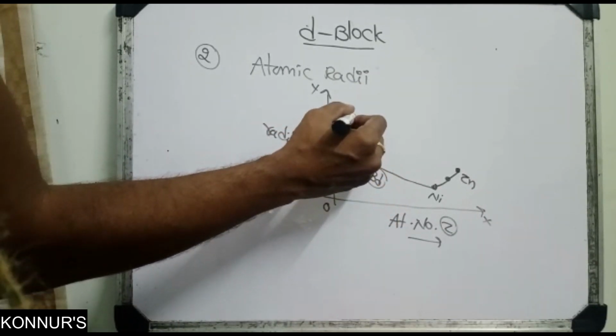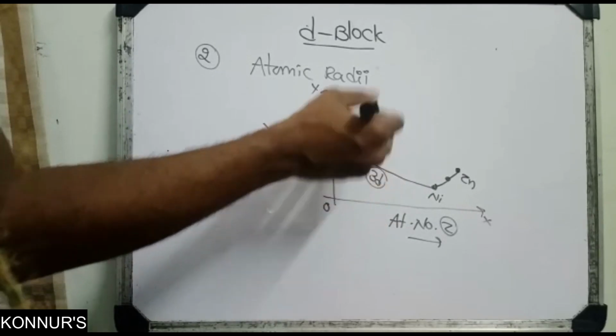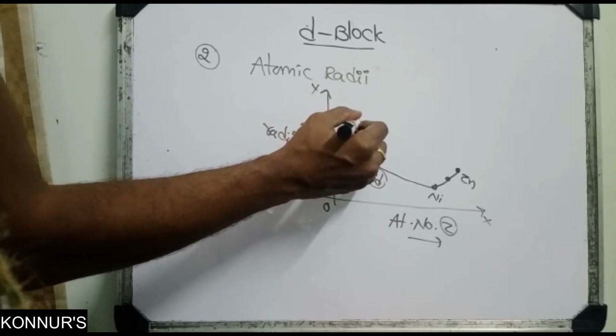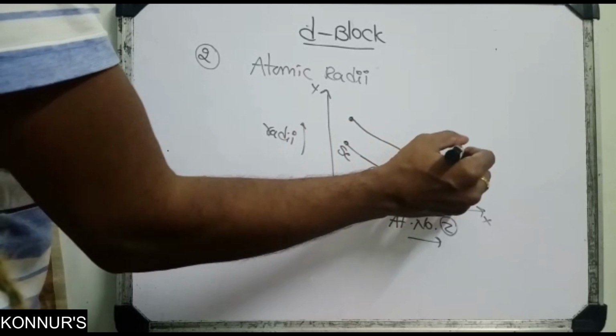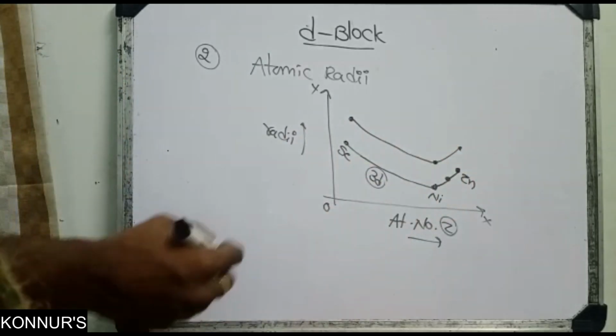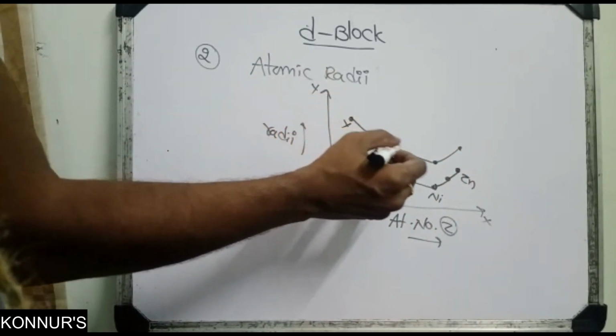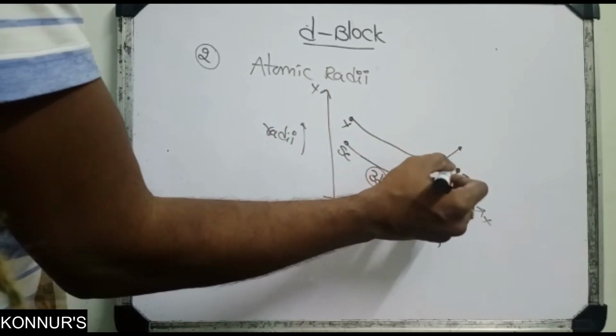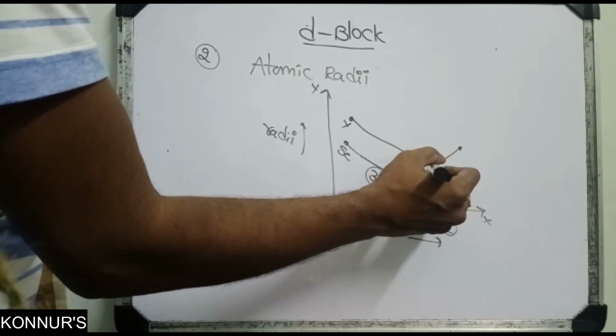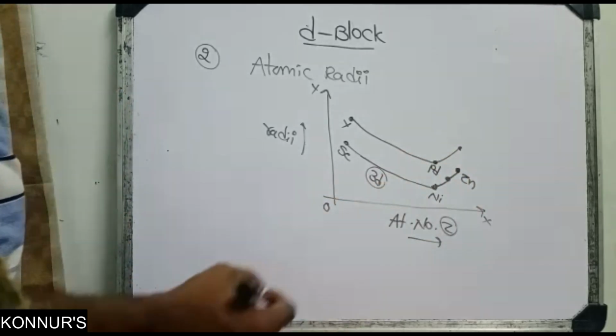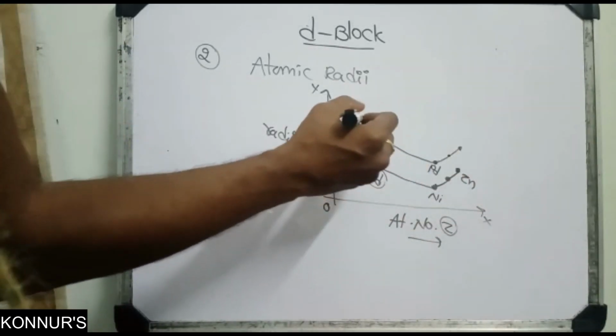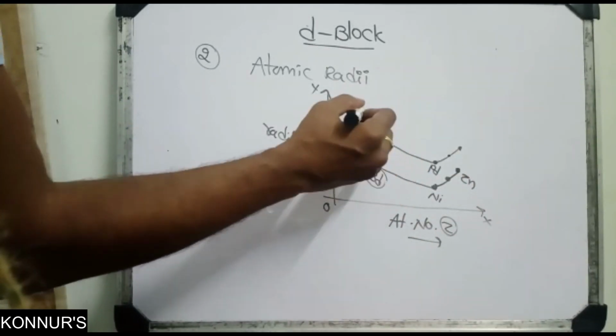Next, the 4D series. 4D series means top to bottom in the group, the radius increases. So this is yttrium, zirconium, niobium, molybdenum, and so on. Up to palladium, it decreases. Next, silver and cadmium. This is the 4D series.